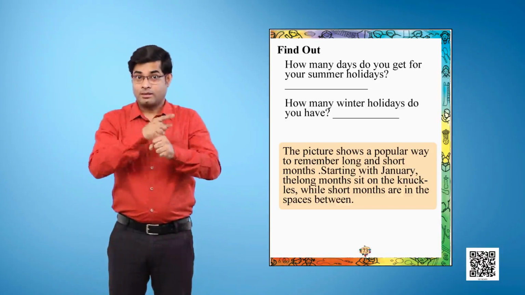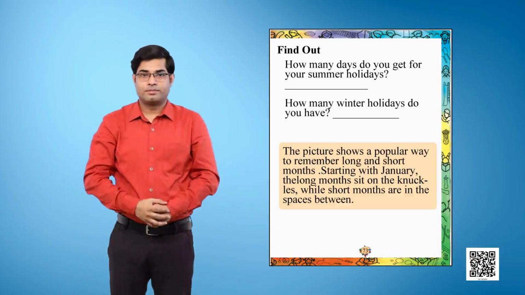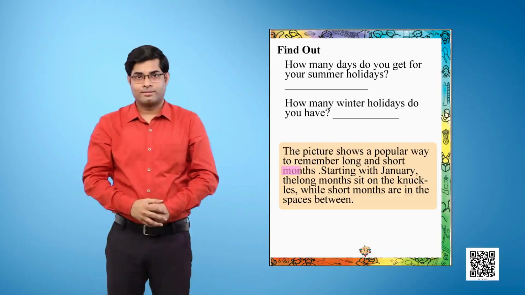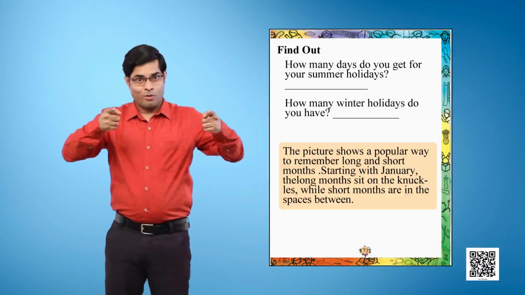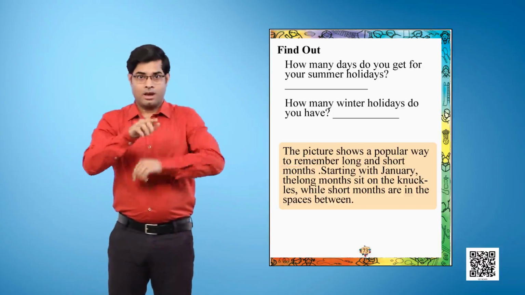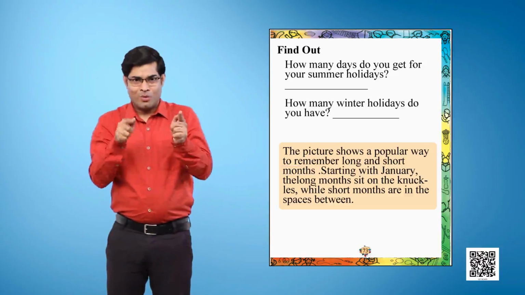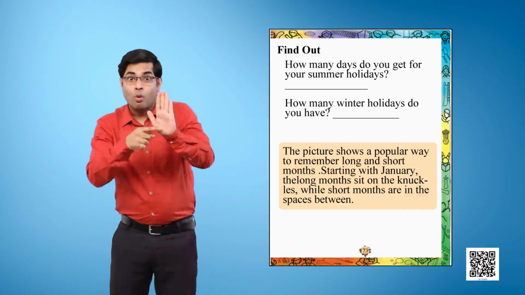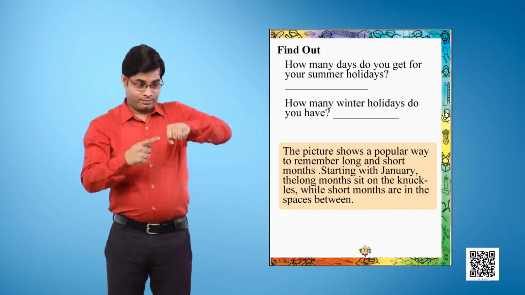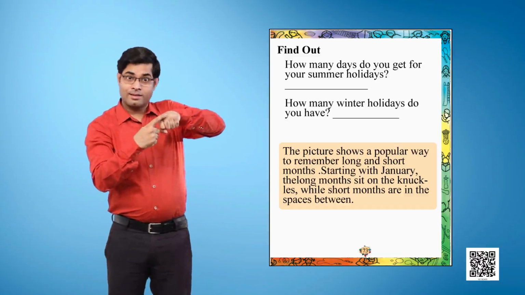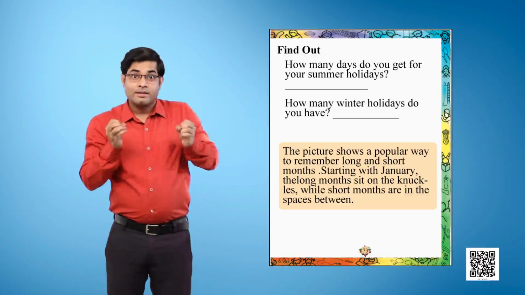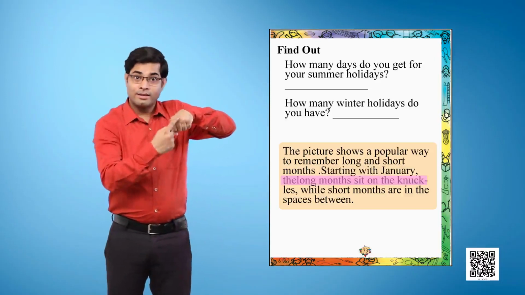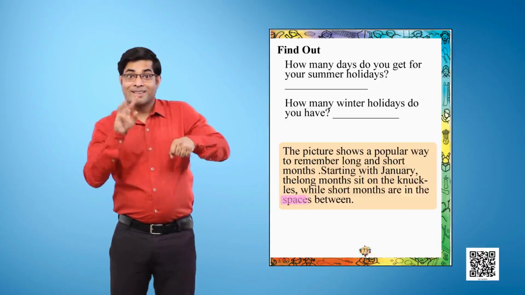Footnote. The picture shows a popular way to remember long and short months. Starting with January, the long months sit on the knuckles, while short months are in the spaces between.